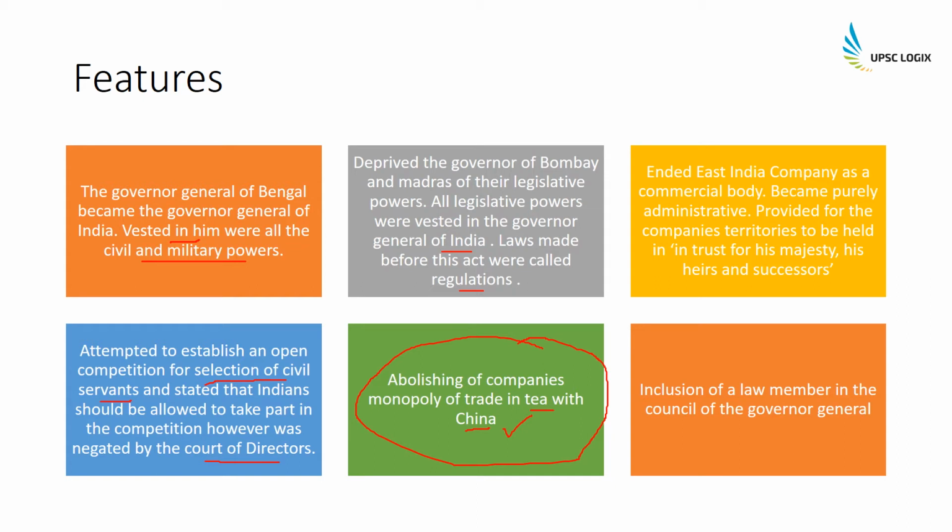Number five feature was that it ended the East India Company as a commercial body and it became purely administrative, and it provided for the company's territories to be held in trust for His Majesty, his heirs and successors. And number six feature was inclusion of a law member in the Council of the Governor General. So as we have seen, the Governor General of Bengal became the Governor General of India, he had a council of three members. So there was an additional member added to it, and now it had become four.